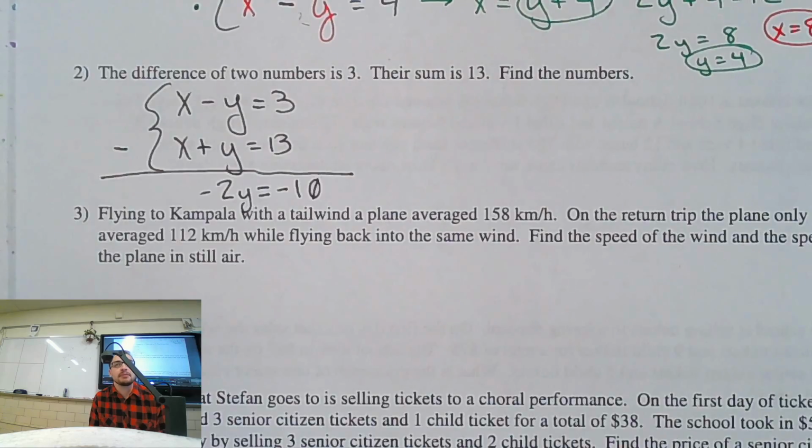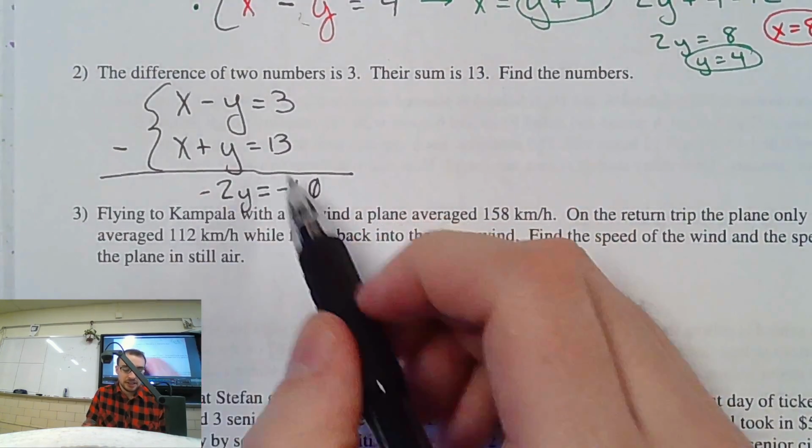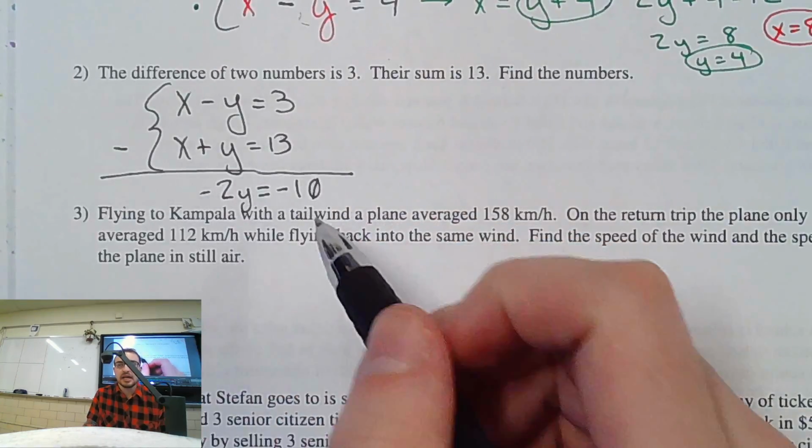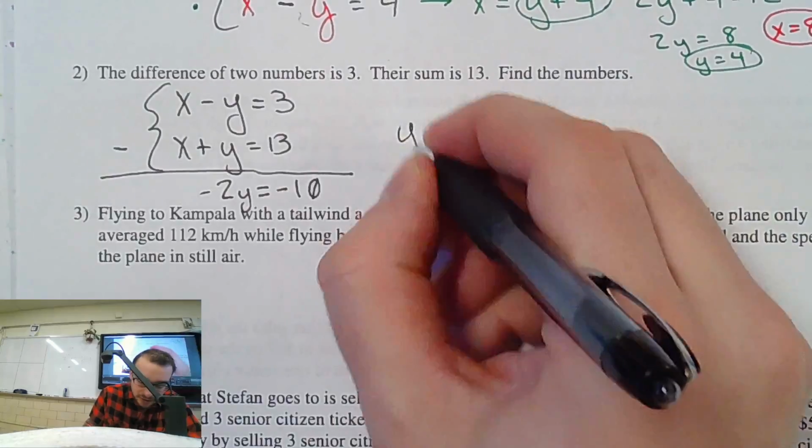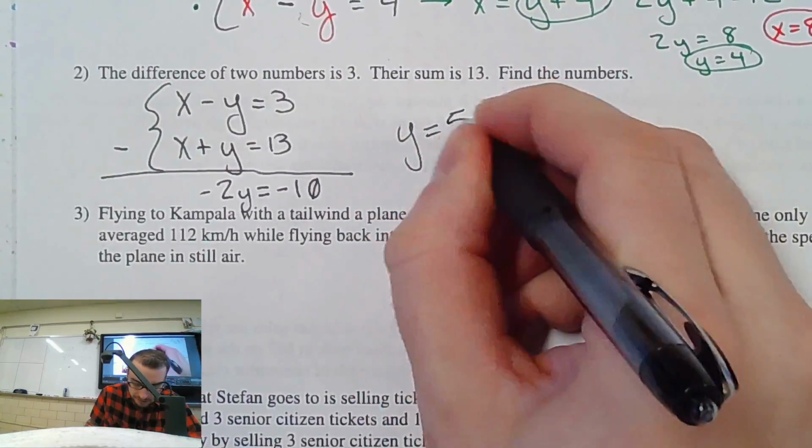My advice is stop. Have you tried not? 3 minus 13? Look, 13 is way bigger than 3. It's going to be negative something, right? 3 minus 13, negative 10. So now we divide by 2, negative 2, and we get 5.